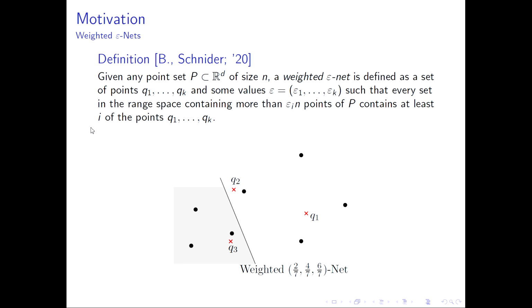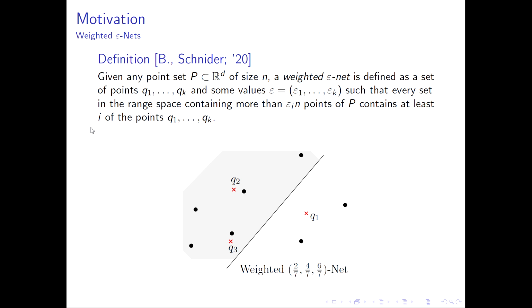If a half plane contains more than 4 of these 7 points, then it should contain at least 2 of Q1, Q2, and Q3. So let's check it. It's true for this half plane, for this one as well, for this one as well. And whenever a set contains more than 6 of these black points, then it contains all 3 of the special points. This is in particular true because all these special red points lie inside the convex hull of the point set.